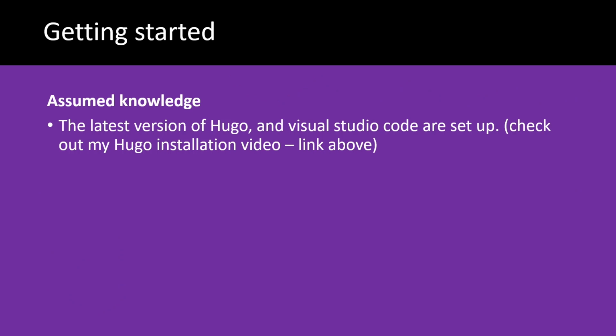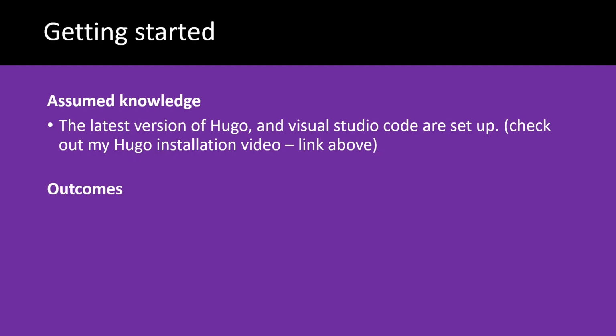It's assumed you have the latest version of Hugo installed, and that's really important because at the time of filming, only the most recent version of Hugo does actually support the GitHub alerts. You'll need Visual Studio Code set up as well. I've got a video in the link above, which will take you through the whole process of installing everything you need.